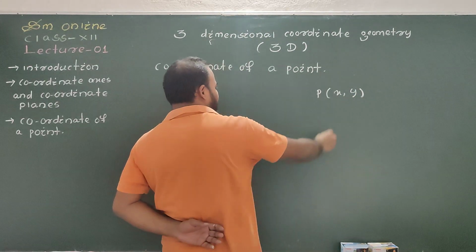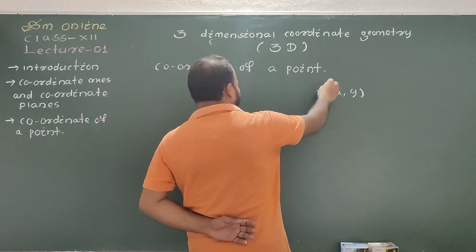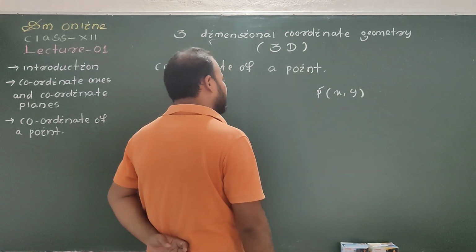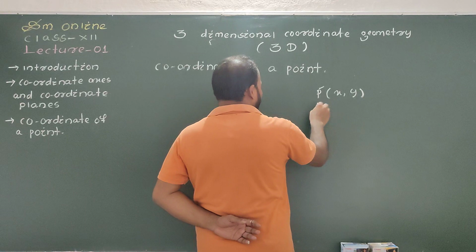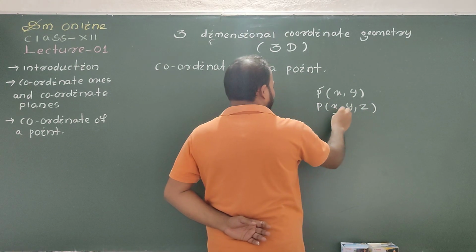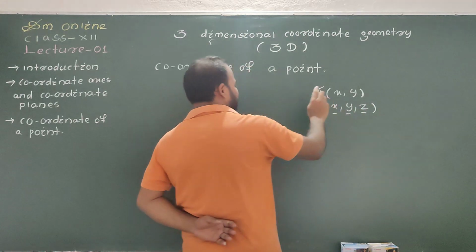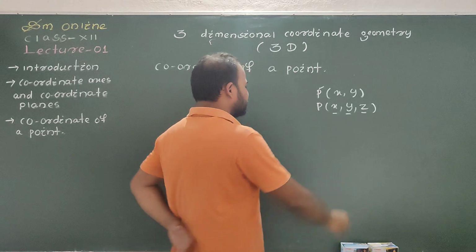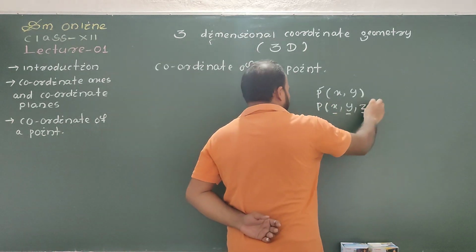This is denoted by the point P. This is x coordinate and this is y coordinate. If the point is in space, then we write x, y, z. This is x axis, y axis and z axis. So this is the coordinate of the point P and this is called triplet ordered pair.